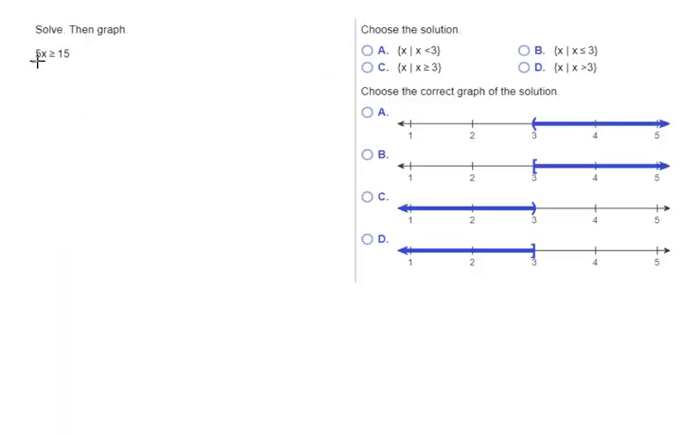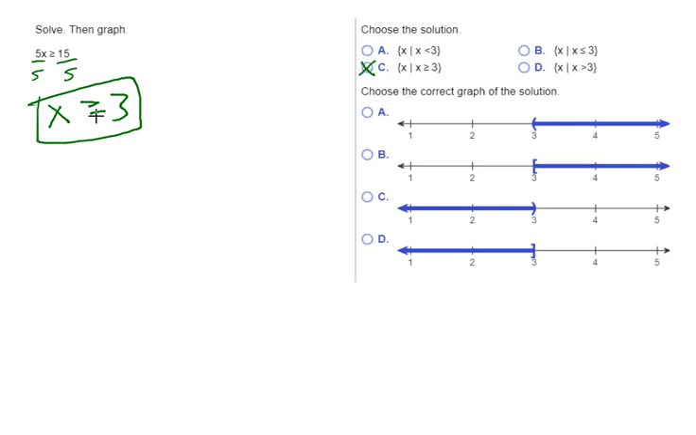All right, so solve this. We're going to divide by 5 on both sides. We'll get x. This time we do not flip the symbol around the other way because we didn't divide by a negative. We only divided by 5. So this is still going to be greater than or equal to, and then 15 divided by 5 is 3. So we get this. That's going to be option C.